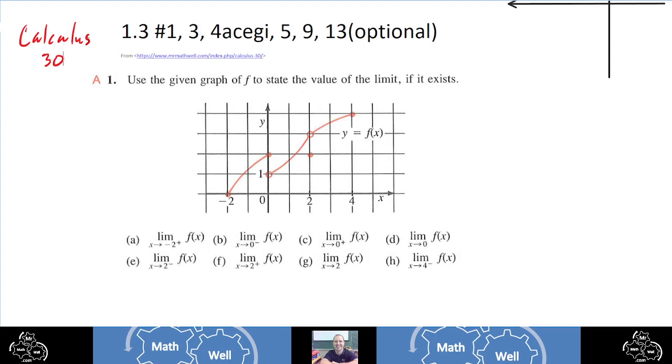I'm just going to go over some homework questions from 1.3 Calculus 30. We're talking about one-sided limits here. So here's number one. Here's the graph for number one. And let me just take a look at A here with you.